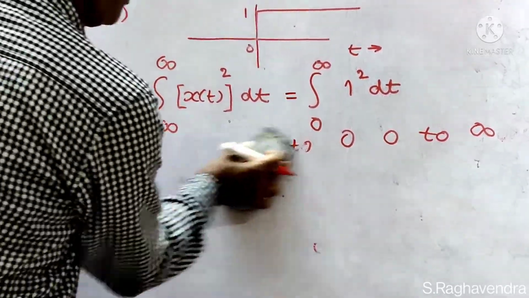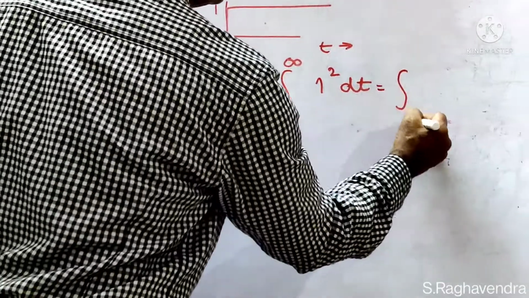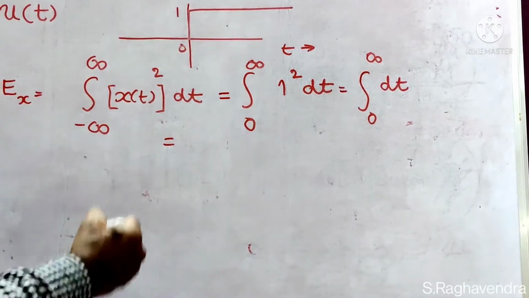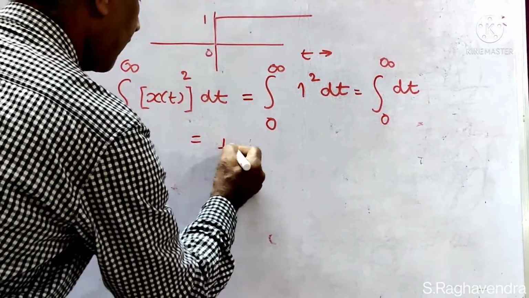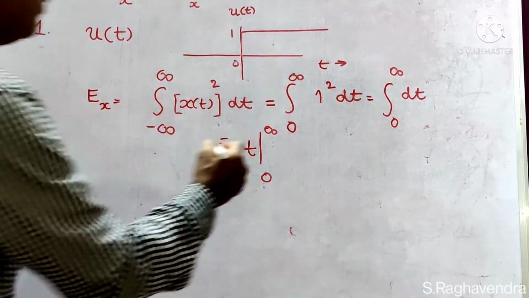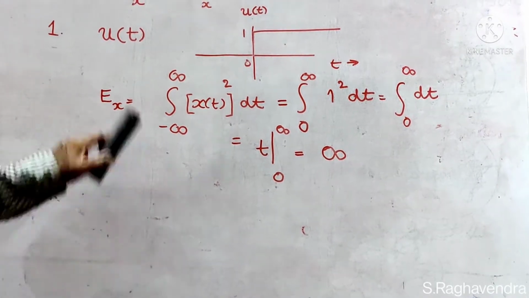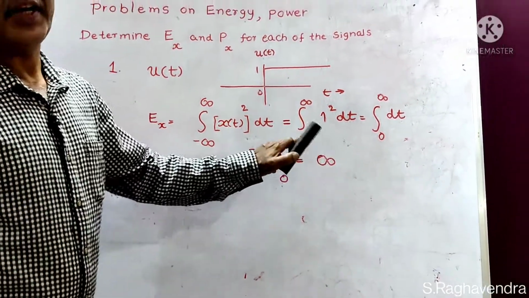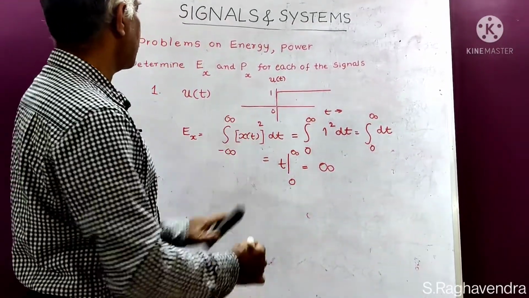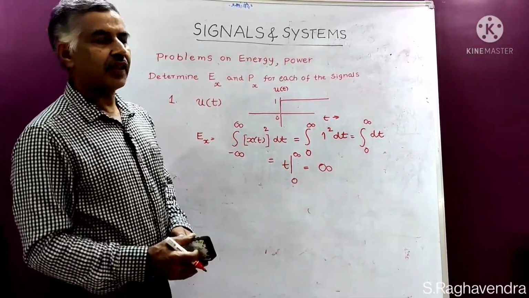On doing integration, the integral of dt from 0 to infinity is t from 0 to infinity, that is infinity. As the energy is not finite, it is infinity. Hence it is not an energy signal. First answer: Ex is infinity. It is not an energy signal.